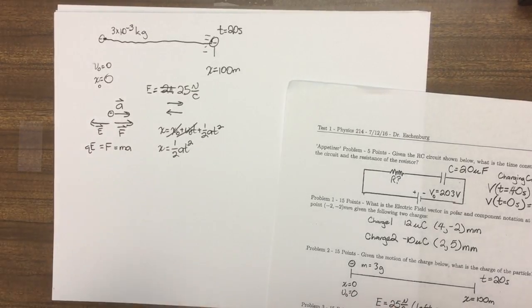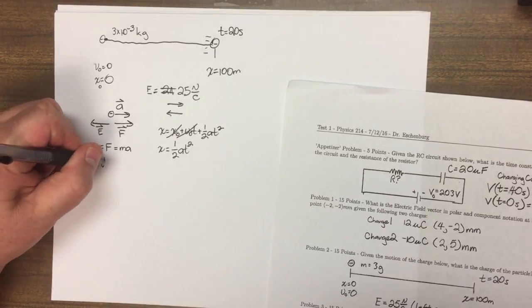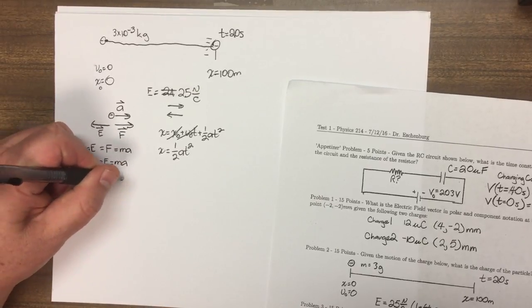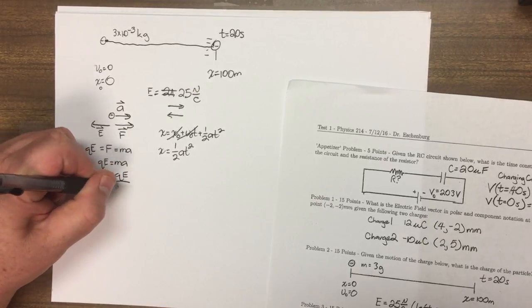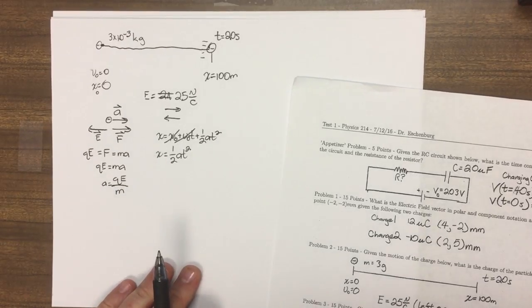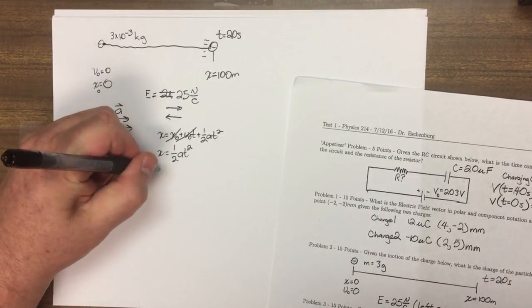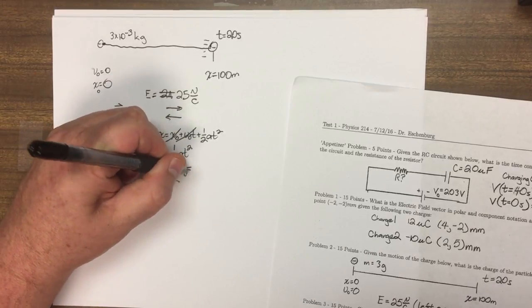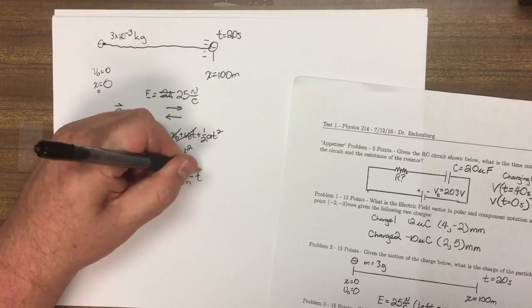This is a uniform electric field. Think of it as the area between plates in a capacitor. QE is equal to ma, so A is equal to QE over m. We didn't have A, so we substituted it out. X is equal to 1/2 QE over m t squared.